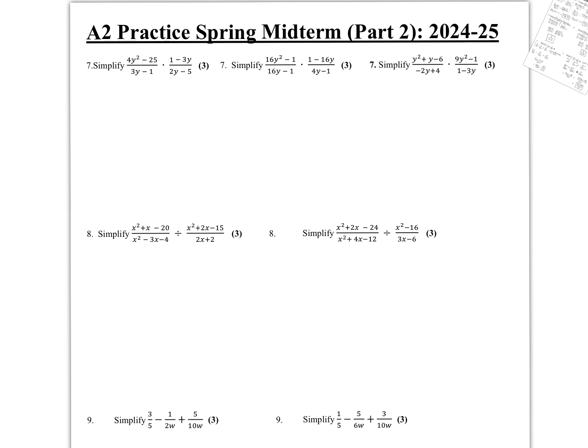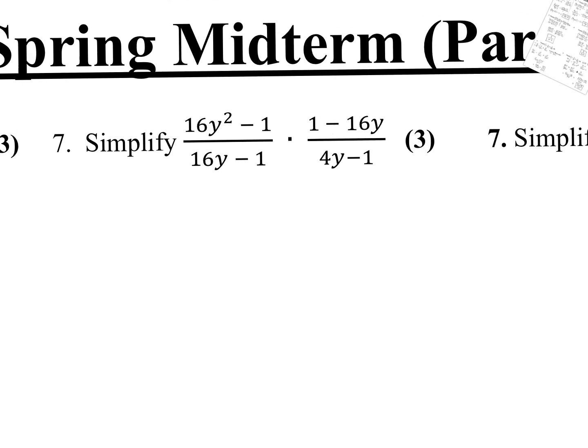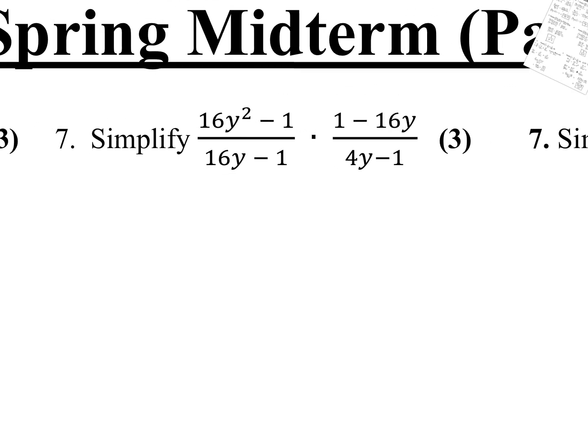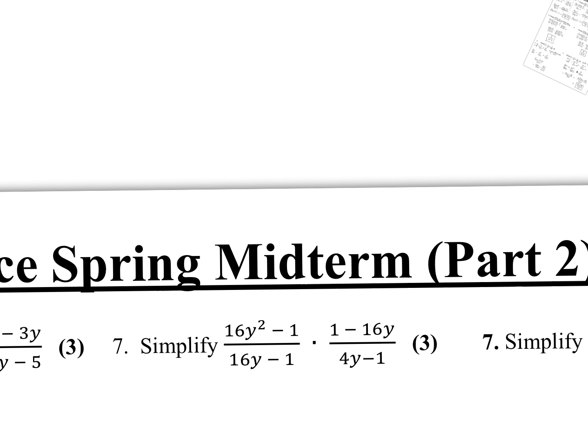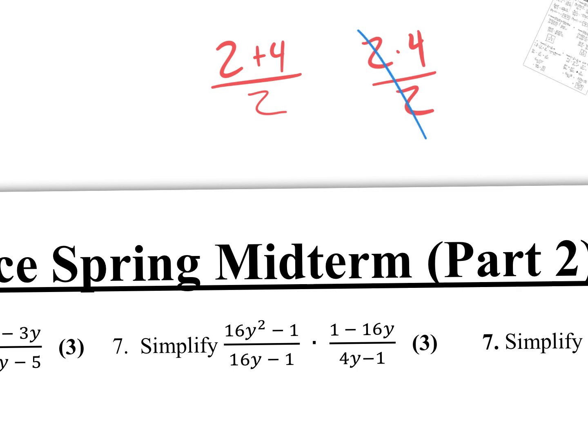So on this first section of this part two of the practice midterm, we are multiplying fractions. And how do we do this? We need a factor to be able to get multiplication. That way we could cancel things out. Okay. So just a quick review. If I had, let's say, 2 plus 4 divided by 2, you cannot cancel out the 2's. But if you had 2 times 4 divided by 2, then you could cancel out the 2's and your answer would be 4.